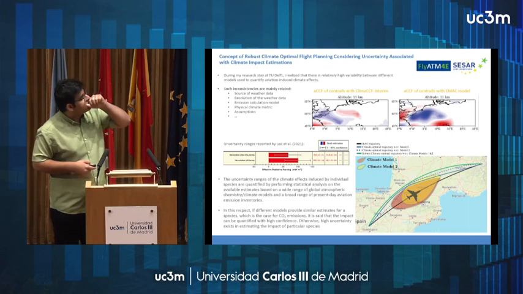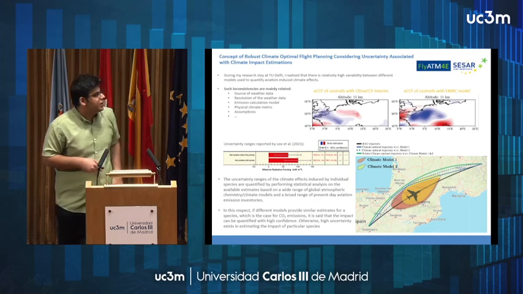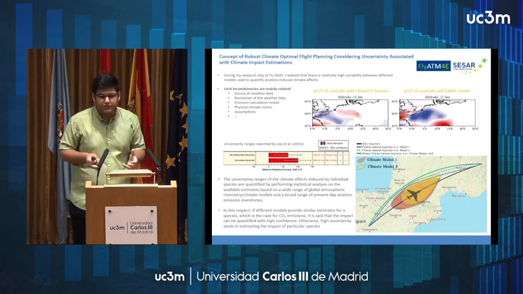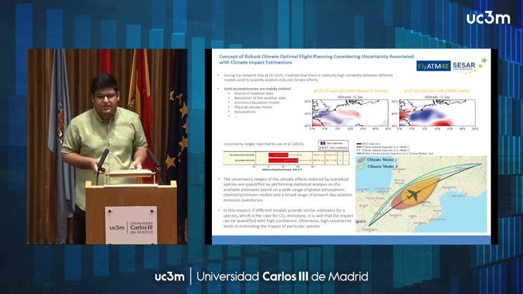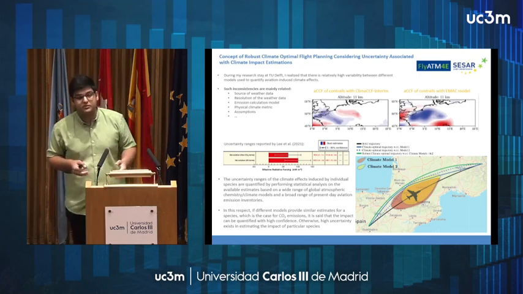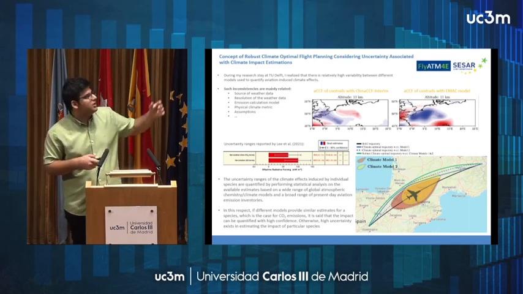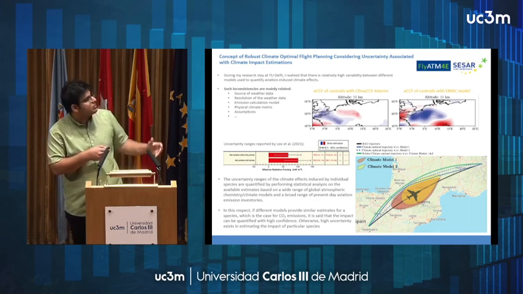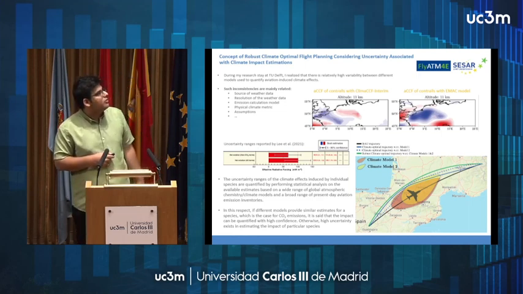So the next one is the concept of climate optimal flight planning under multiple estimations. During my stay at TU Delft, I was working with another model for quantifying climate effects. And I observed that sometimes there is a strong mismatch between the estimations. For example, here we can see that these two maps are supposed to be similar, but are not. So this motivated us to introduce a concept, flight planning under multiple estimations.